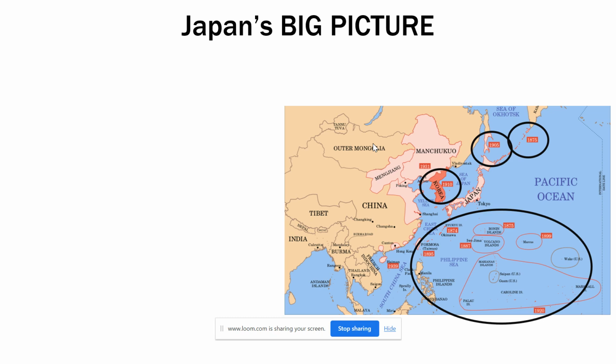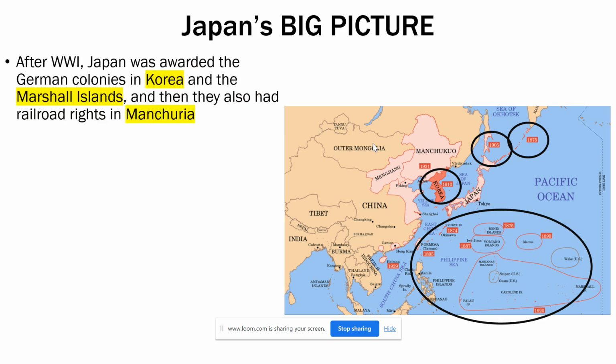Now, what's really interesting about Japan after World War I is that they actually come out of the peace treaties gaining more territory from the way the Western powers and Japan have decided to determine what goes on in the world and who gets what territory. So after World War I, Japan is awarded Korea, the Marshall Islands, and they end up getting railroad rights in Manchuria. Now, Manchuria is next to China, and Manchuria is kind of a gold mine of natural resources.